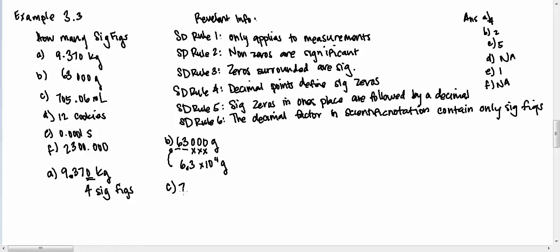C. 705.06 milliliters. Well, this is a measurement, so rule number 1, check. Non-zeros are significant, so we have at least 3 of them: 1, 2, 3. Okay, that's rule number 2. All right, rule number 3 is zeros surrounded by significant figures are significant as well. So these guys are significant, and all the zeros inside here are also significant. So the number of sig figs that I see is 5.